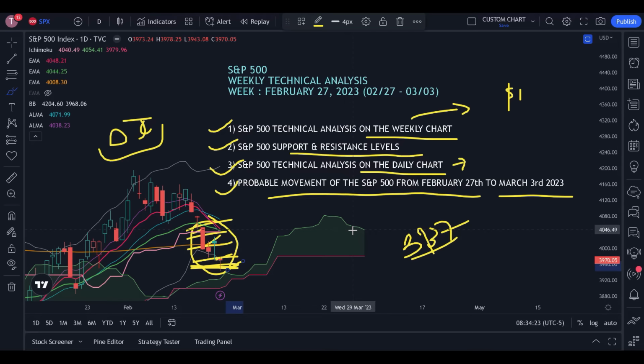And guys, just one last thing, a disclaimer to this S&P 500 technical analysis: this S&P 500 weekly technical analysis is not financial advice in any form or in any manner. Secondly, this S&P 500 weekly technical analysis is not advice on trade setups in any form or in any manner.